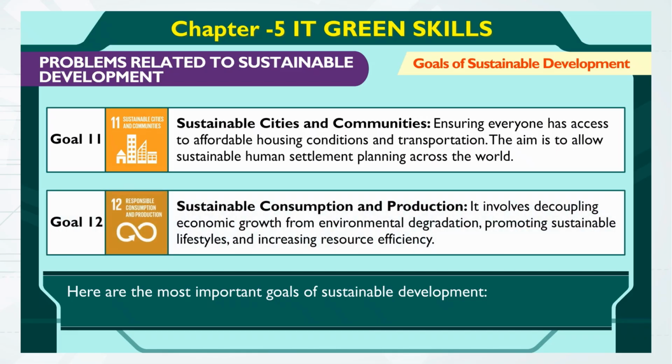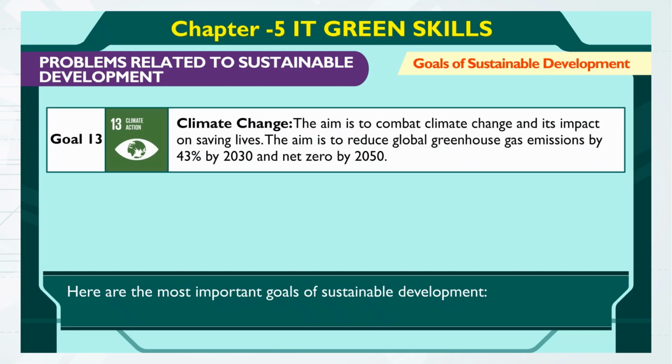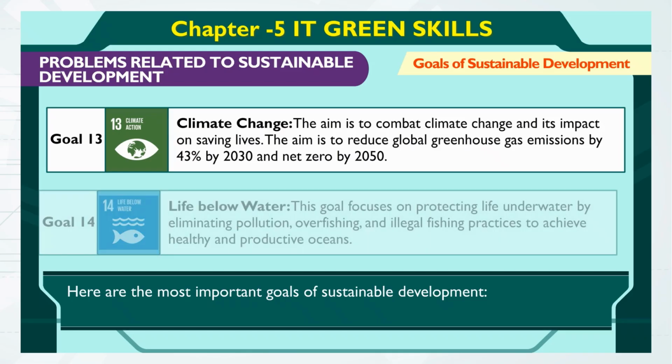Goal 12. Sustainable consumption and production. It involves decoupling economic growth from environmental degradation, promoting sustainable lifestyles, and increasing resource efficiency. Goal 13. Climate change. The aim is to combat climate change and its impact on saving lives. The aim is to reduce global greenhouse gas emissions by 43% by 2030 and net zero by 2050.